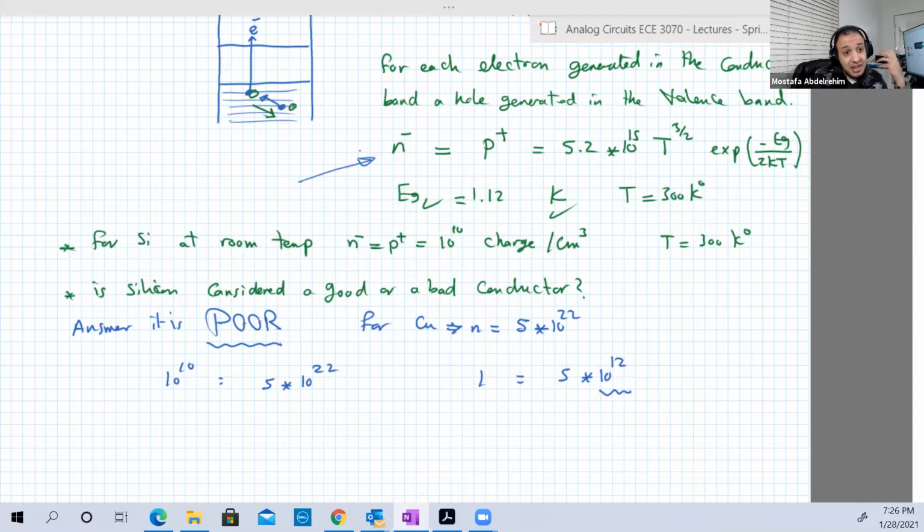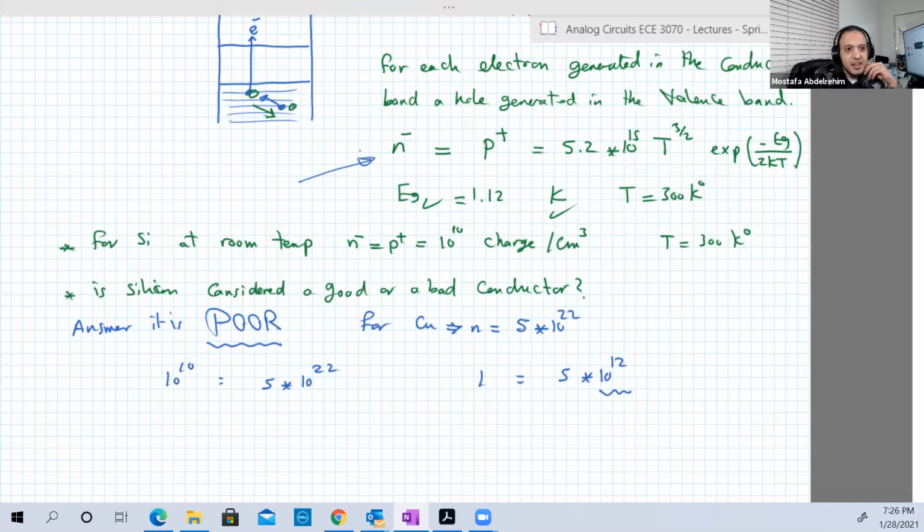But it turns out we need to increase the carrier density to an acceptable level, and we need a really very high temperature. Okay, very high, and we're going to see examples of this next time.